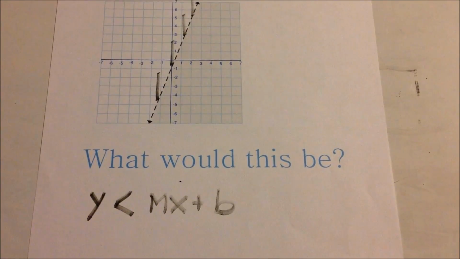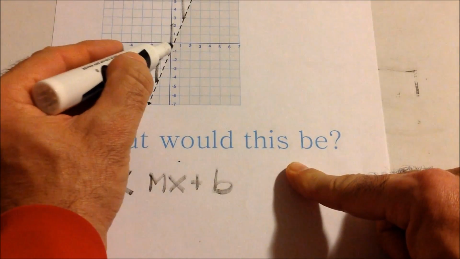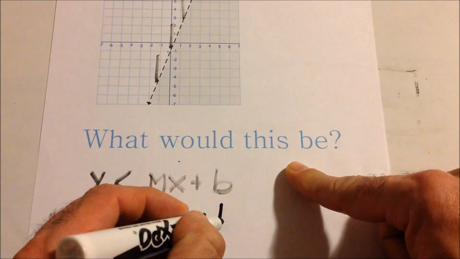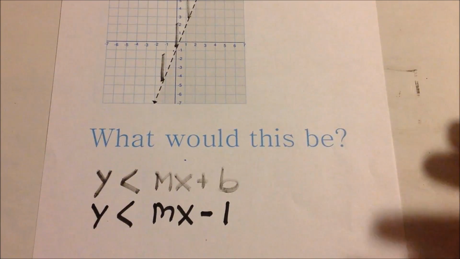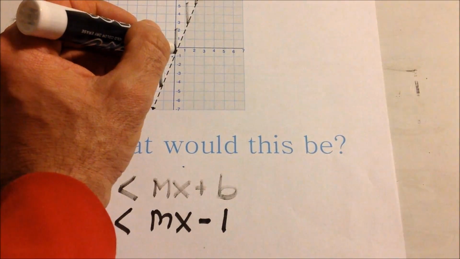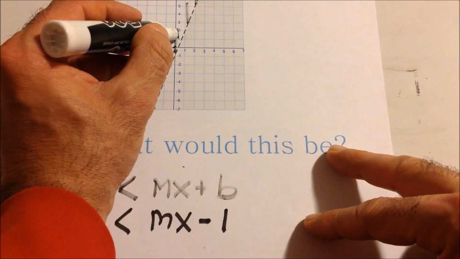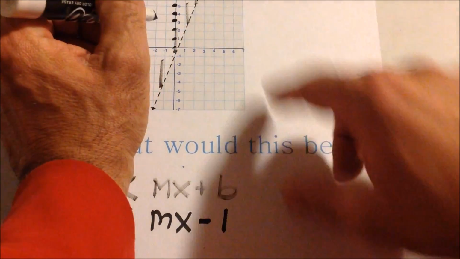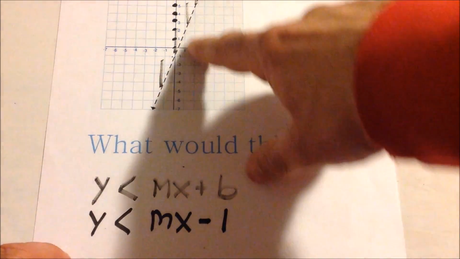Now let's try to get the solution. So where is b? If you see b, it crosses at negative 1 right here. So we know b already. So y is less than mx minus 1. That's where it crosses. Now let's see if we can get the slope. We can do it through the rise over run, slope-intercept formula. Or let's look at the line. From negative 1, if we go up 1, 2, 3, 4, 5, 6, 7, when do we reach a solid point? May be hard to see on this.